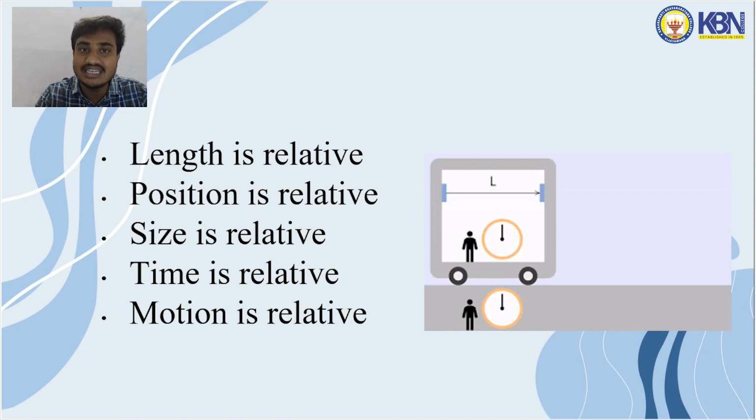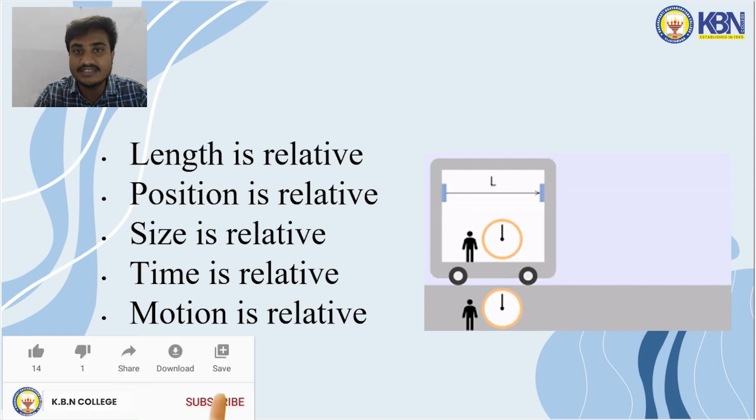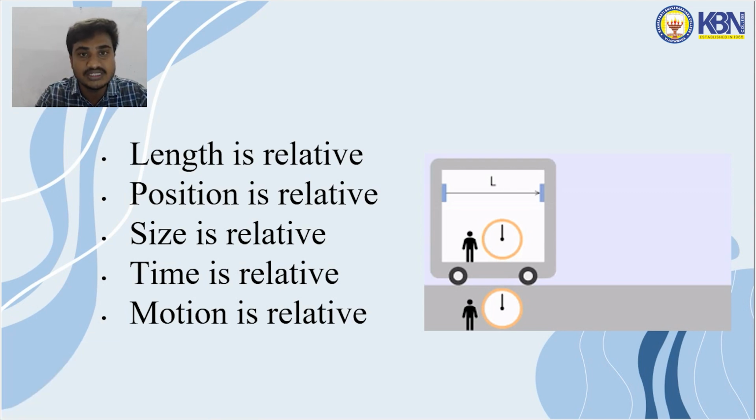Person one says that the house is to the left of me, and person two says that the house is to the right of me. Which of the two options is right? Yes, both the options are right. Why? Because to one person the house is on the left side and for the other person the house is on the right side. So both the options are right. From this example we can say that position is also relative.